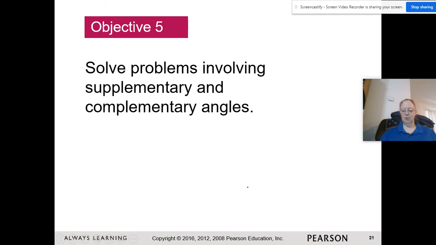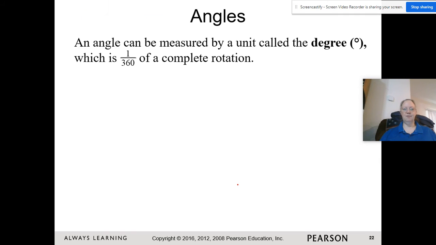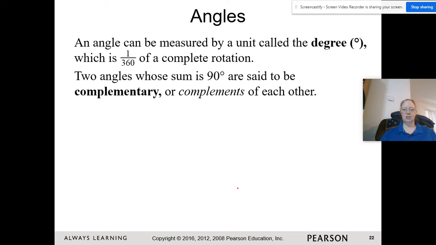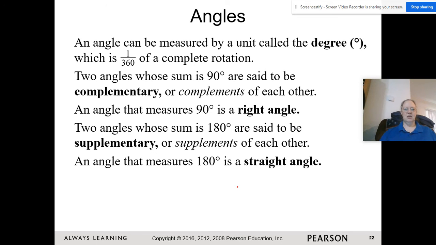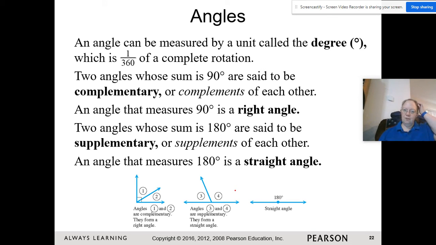Supplementary and complementary angles. It may have been a while since you've done geometry, so this is just kind of a refresher. If we have two angles and we say they are complementary, that means we sum up the measures of the angles and we get 90 degrees. If we say it is supplementary, we add up the measures of the angles and we get 180 degrees.